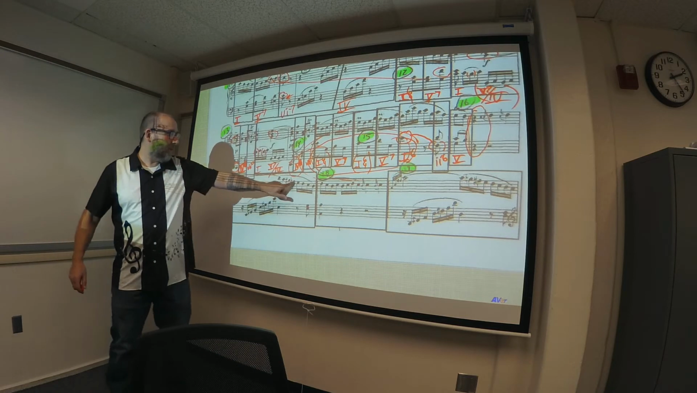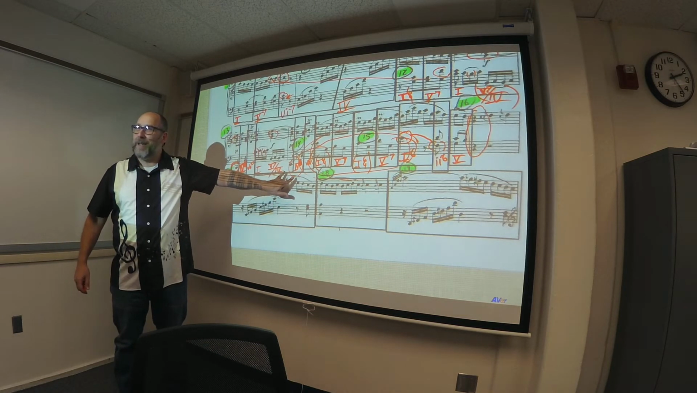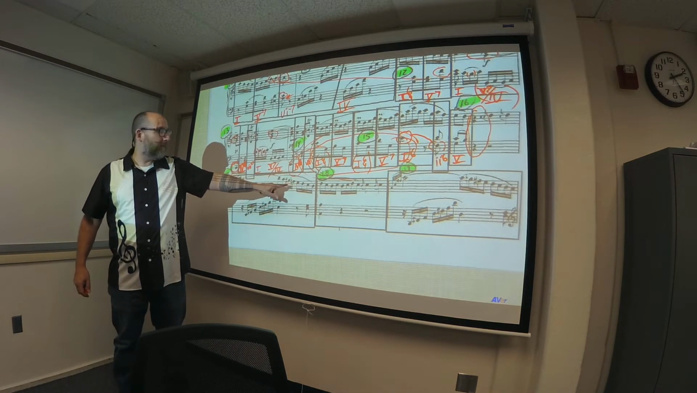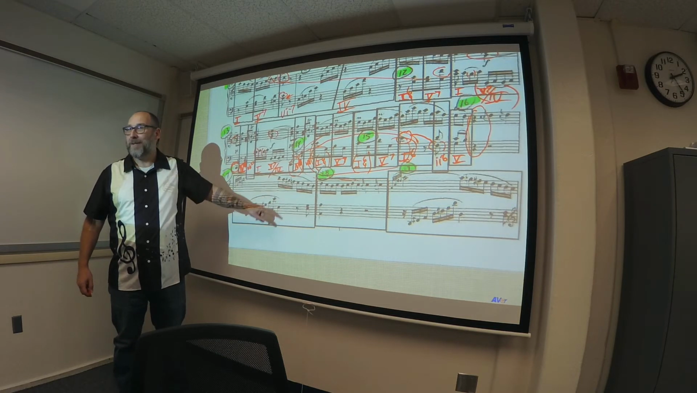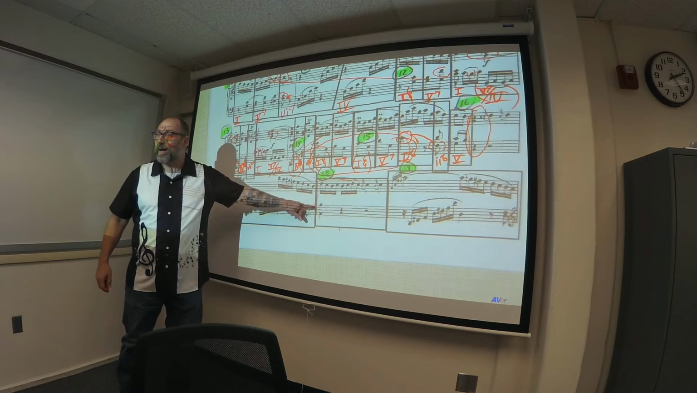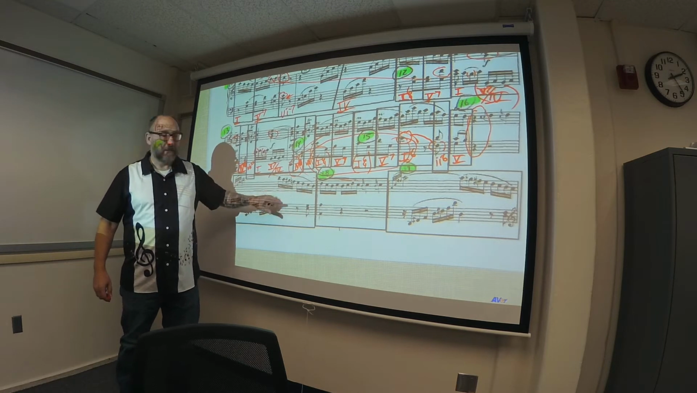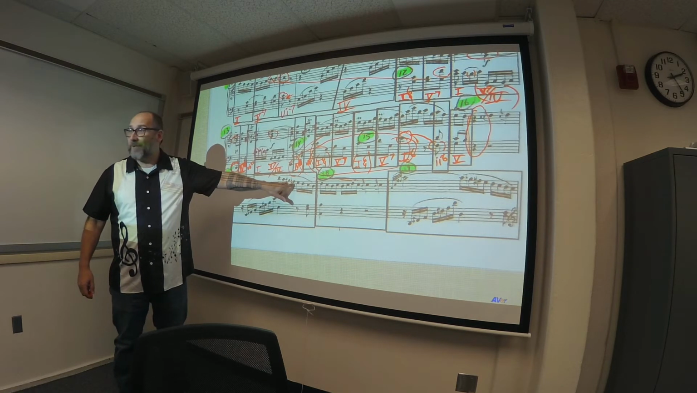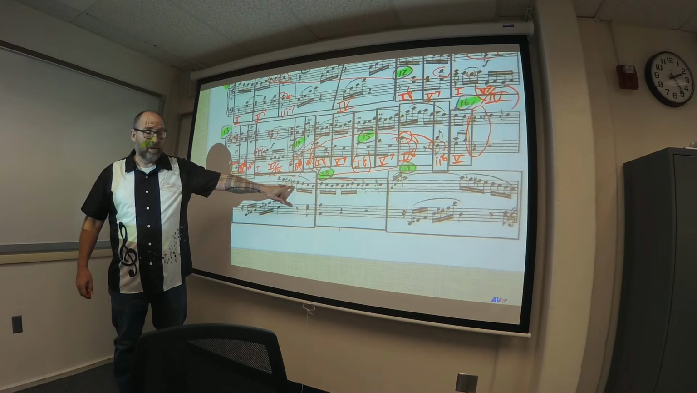So if F and G sharp are le and ti, what scale is this? If ti is G sharp, what's do? A. This is an A harmonic minor scale. And the way we know it is that weird interval right there, F to G sharp.